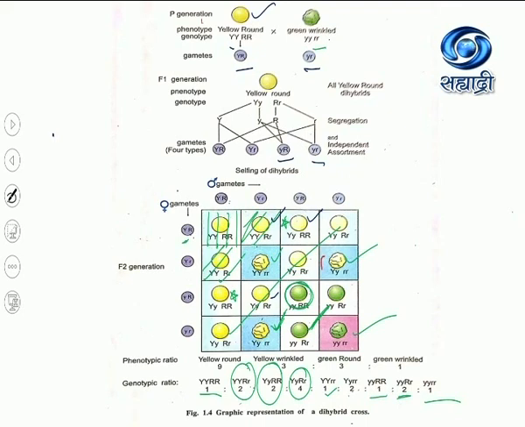Simple way to remember: 1:2:2:4:1:2:1:2:1. You can write it in the other way also, but this numbering and the genotype should not go wrong. So again I repeat, in a dihybrid cross, the phenotypic ratio is 9:3:3:1 and the genotypic ratio is 1:2:2:4:1:2:1:2:1.